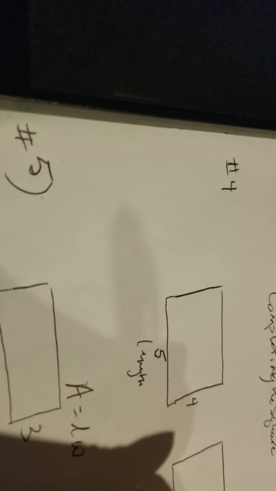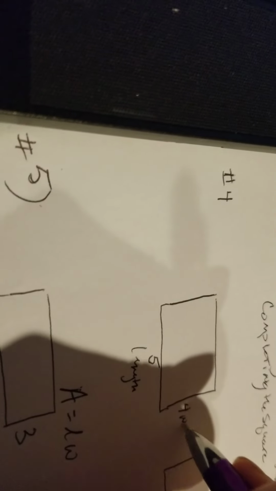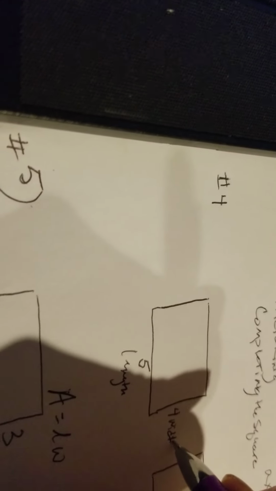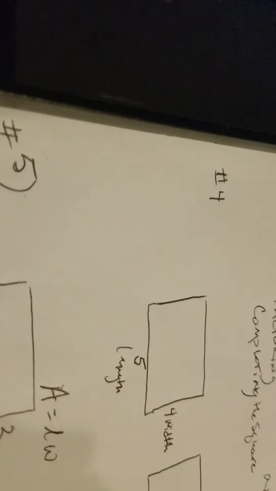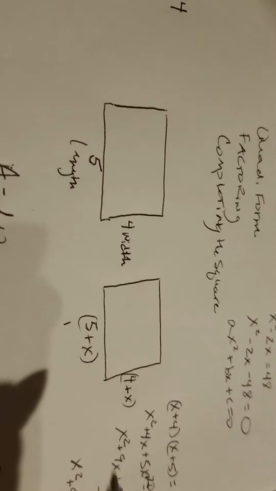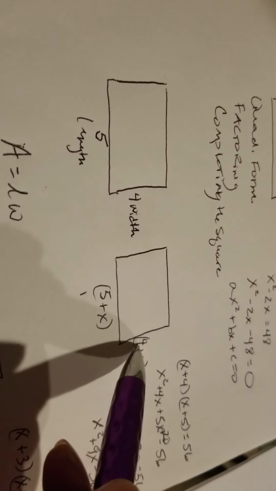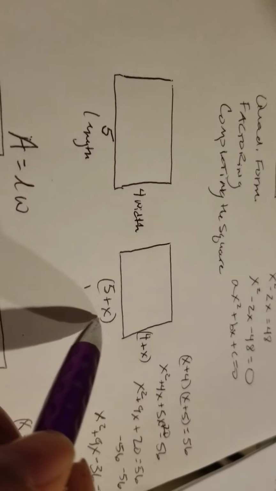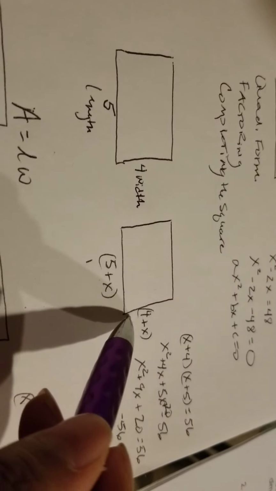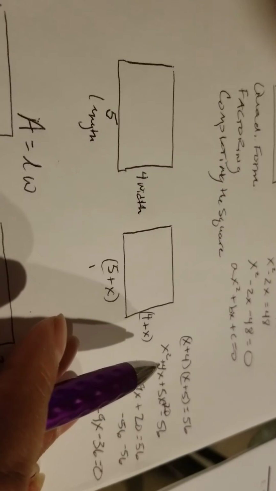We can call this our width. Okay, so here we have our length, we have our width. They both were increased by X. So that's going to be the quantity of 5 plus X, the quantity of 4 plus X. And then the area is length times width.